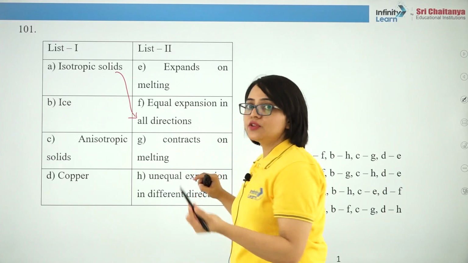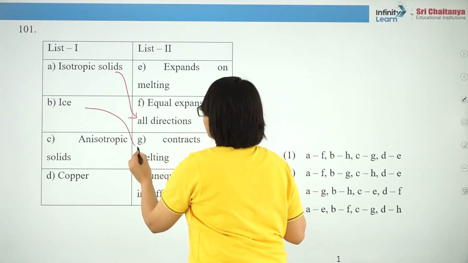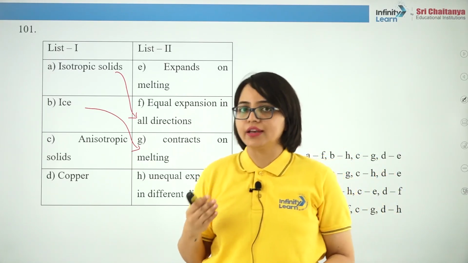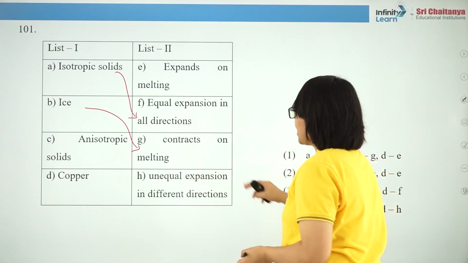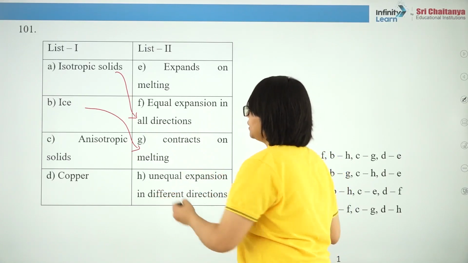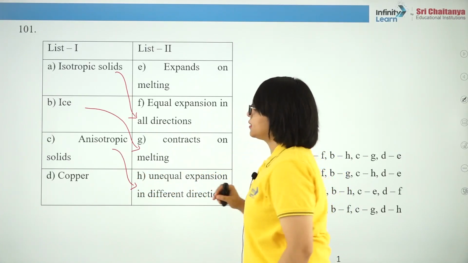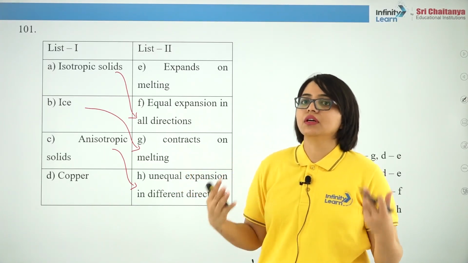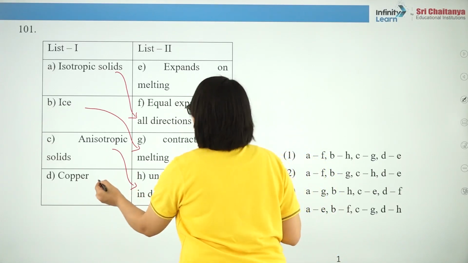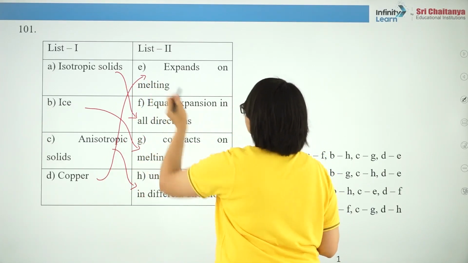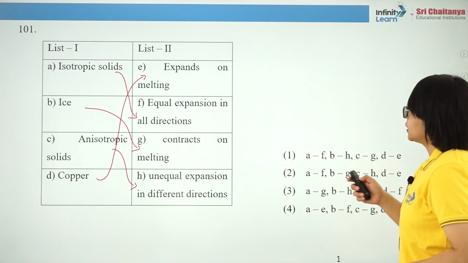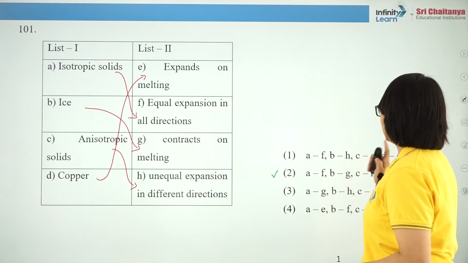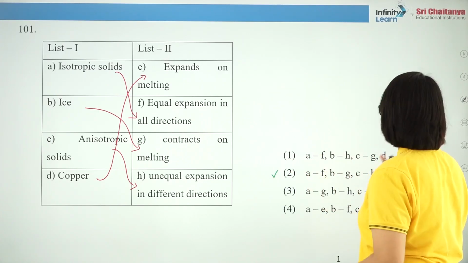Ice contracts on melting. So, B for G. Anisotropic solids are those solids in which the properties are direction dependent, right. So, it will have unequal expansion in different direction, and copper is a solid and on heating it will expand because of the thermal expansion property, right. So, correct answer for D is E. So, correct answer for this is option 2, A2F, B2G, C2H and D2A.